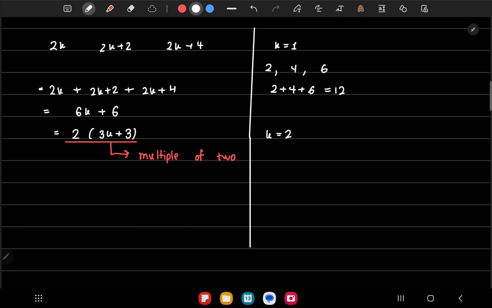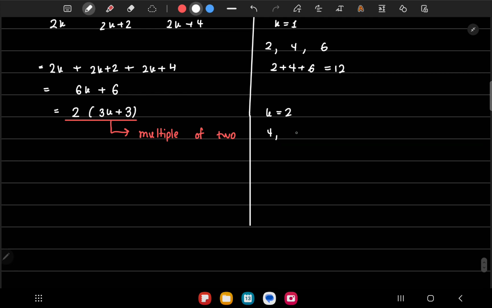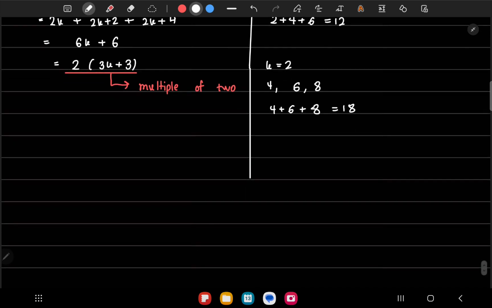If k is equal to 2, we get 4, 6 and 8. If I add them up, we get 18. This works as an example. 18 is not a multiple of 4. If I look at the times table of 4, we get 4, 8, 12, 16, 20. 18 isn't over here. This isn't a multiple of 4.